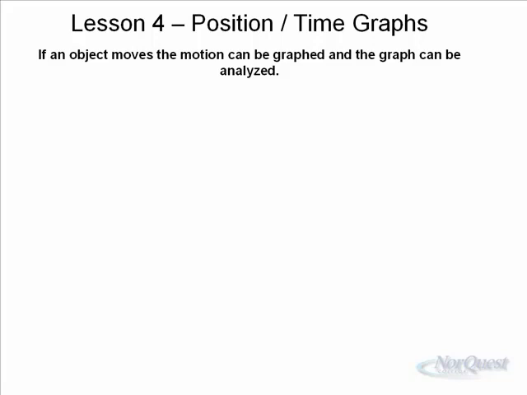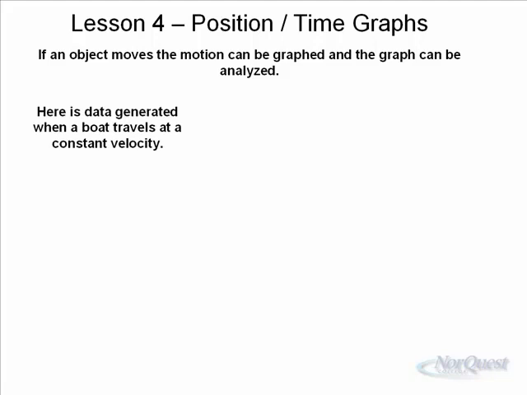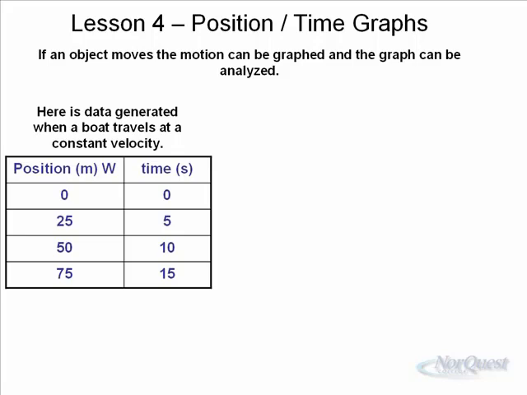an object. Here's data generated when a boat travels at a constant velocity. Now, assuming that it has a running start and it goes by a certain marker at a certain speed, at zero time, as it crosses past the marker, it has gone zero distance. After 5 seconds, it will have gone 25 meters west, as the chart indicates. After 10 seconds, 50 meters. After 15 seconds, it's gone 75 meters.